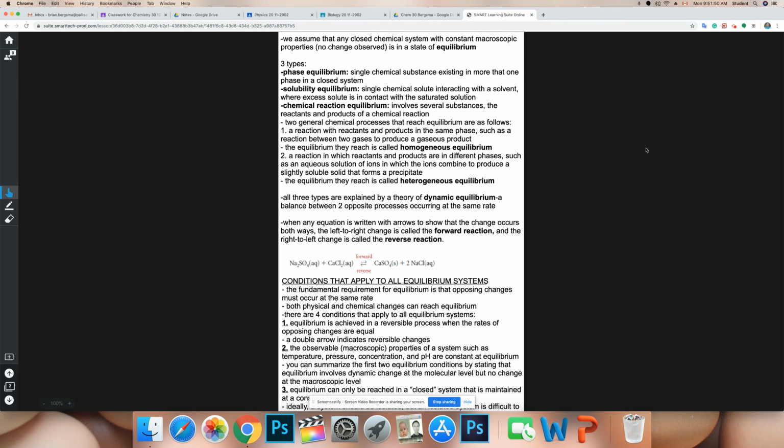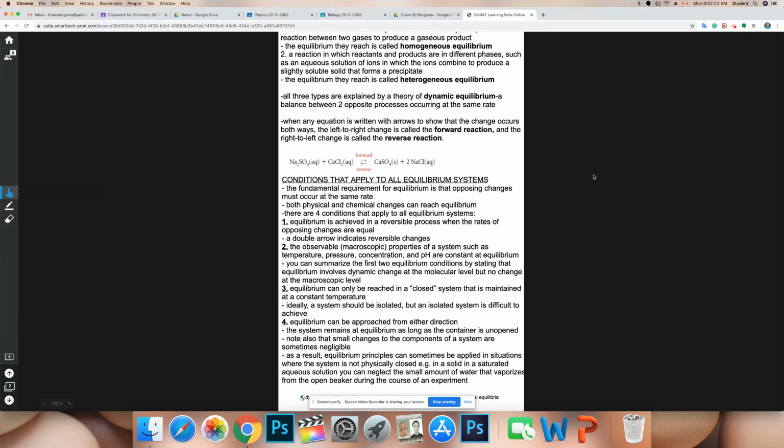Okay, all three types are explained by the theory of dynamic equilibrium. A balance between two opposite processes occurring at the same rate. When any equation is written with arrows to show that the change occurs both ways, we have the left to right change, our forward reaction, going this way, and then right to left is our reverse reaction going this way.